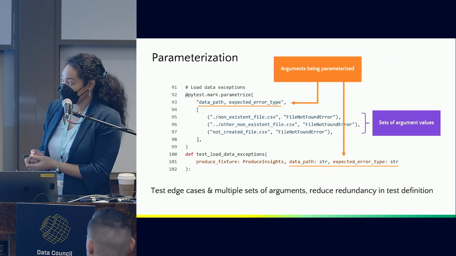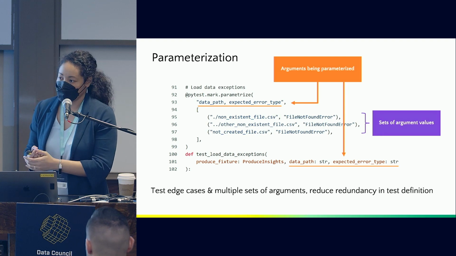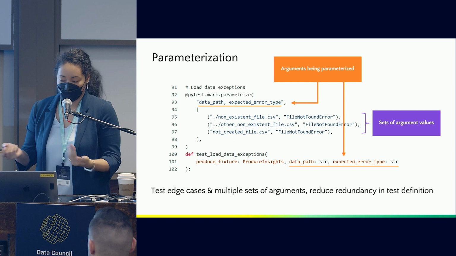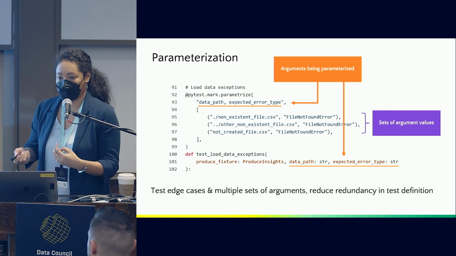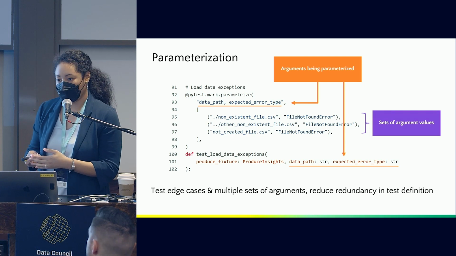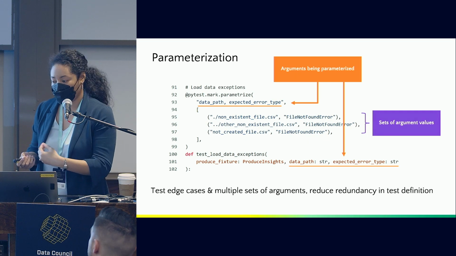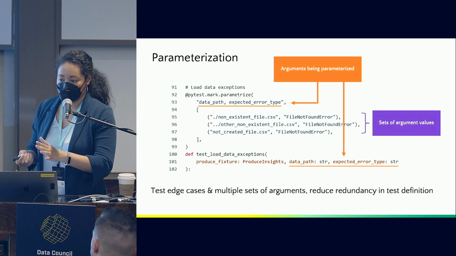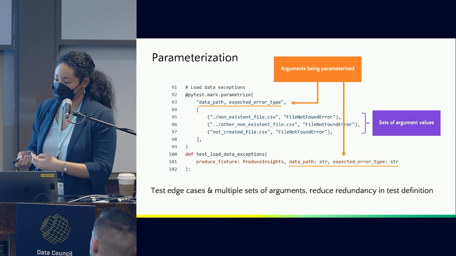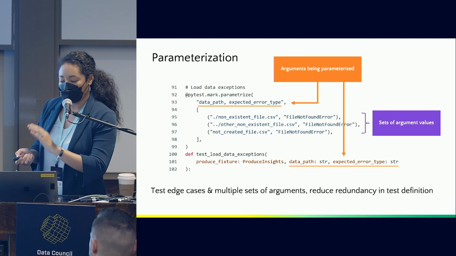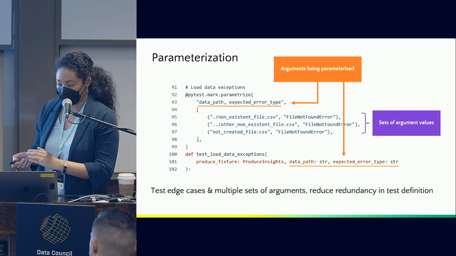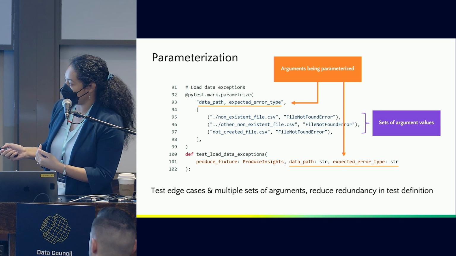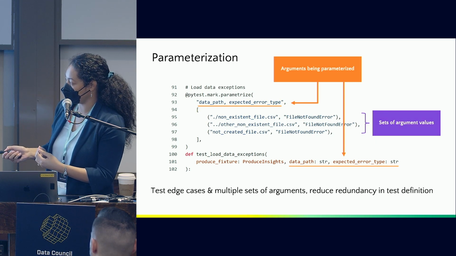Okay, so next up, we have parameterization. I personally find this really helpful, especially for working with data, since there's a lot of different cases we will work with. The same function will need to work with different values, and the way it's processed should be the same, but we want to make sure we can work with that data. Parameterization is a way of pointing out different sets of input to pass through a function without having to write multiple tests.